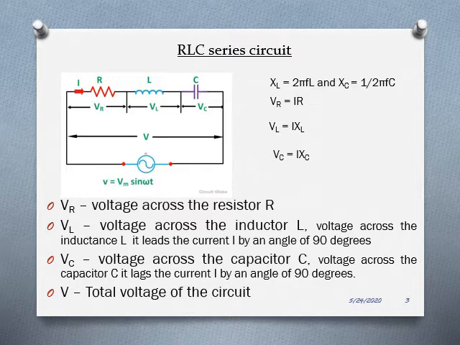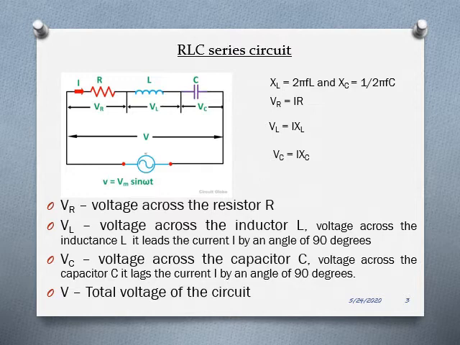Then voltage across the inductor is VL, which is equal to IXL, where XL is known as the inductive reactance, that is equal to L omega, or you may write it as 2 pi FL. The voltage across the capacitor VC is equal to IXC, where XC is known as the capacitive reactance. XC is equal to 1 by C omega, or you may write it as 1 by 2 pi FC.